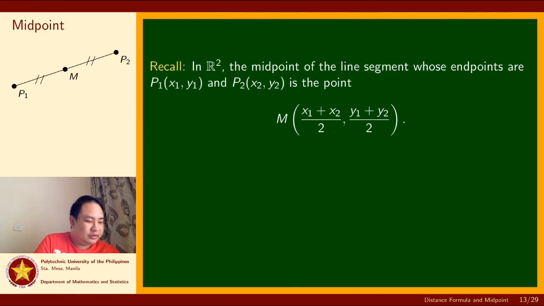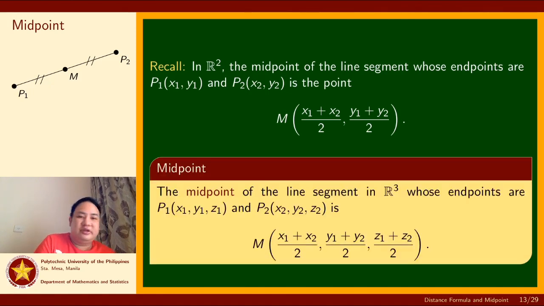For the midpoint, recall that for 2 points in the Cartesian plane with given coordinates, the midpoint is just obtained as follows. We average the x coordinates and we average the y coordinates, and the averages will be the new coordinates of the midpoint. Similarly, for R3, we have the following extended formula. Here, we only have to consider the z coordinates.